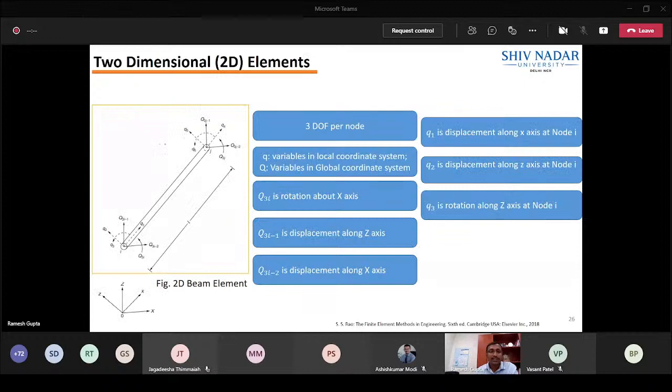In the same way, you can think of elements which are 2-dimensional, such as a 2D beam element. Don't worry about the nomenclature of what exactly is shown here. This is basically taken from the S. S. Rao textbook. It is just to illustrate that these are representations of degrees of freedom, whether global or local. So whenever you come across any textbooks, don't feel like you are not aware of this.